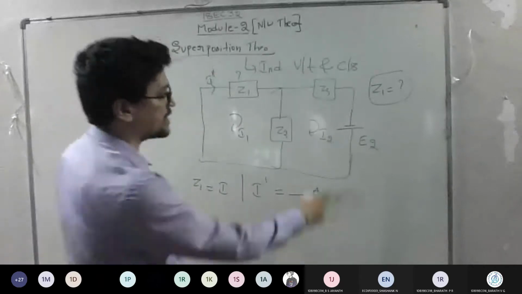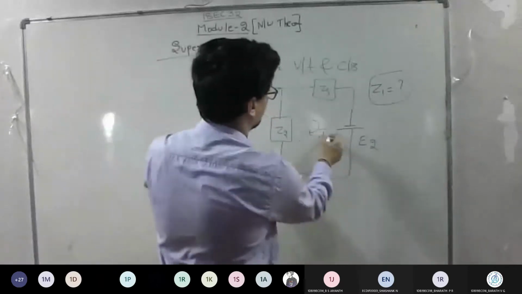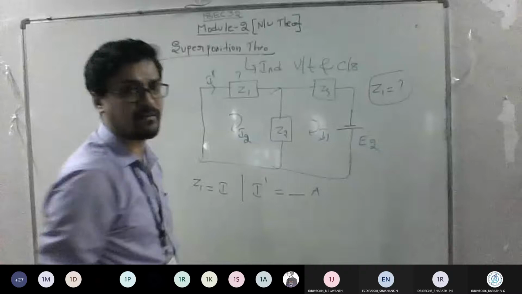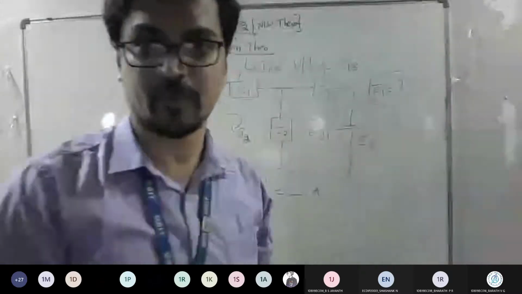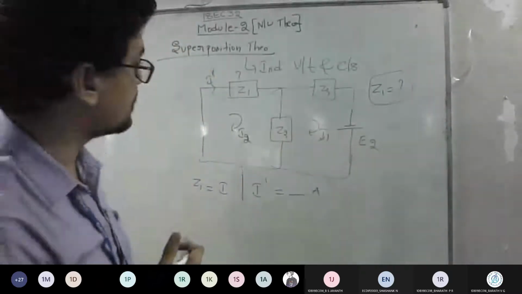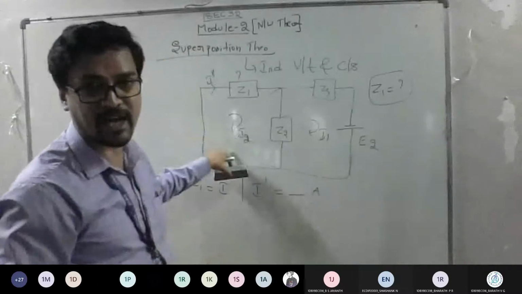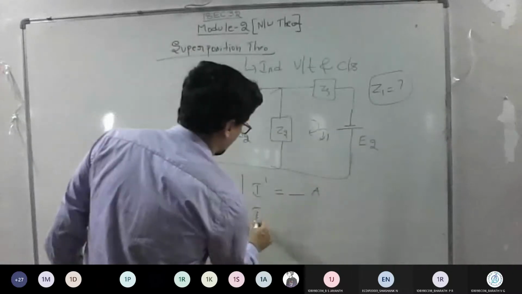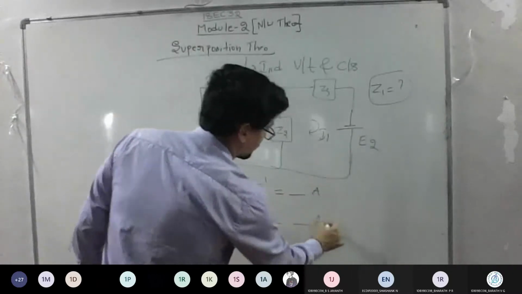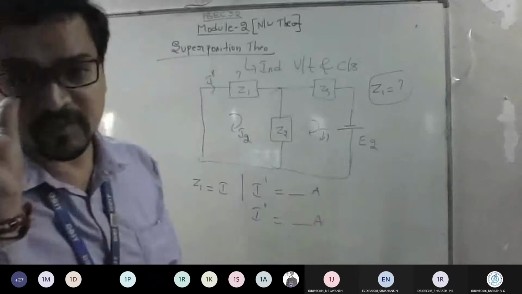Since the battery is here, I can call this I1 and this I2. It's just our assumption, that's it. You can take I1, I2 also, not a problem. So now you need to find I double dash, nothing but the I2 current. Have you got the answer of I double dash also?